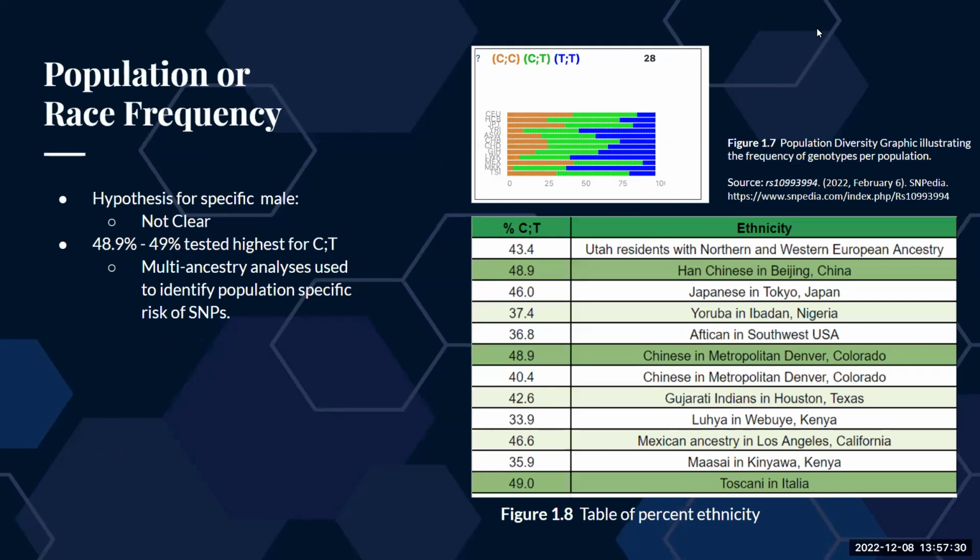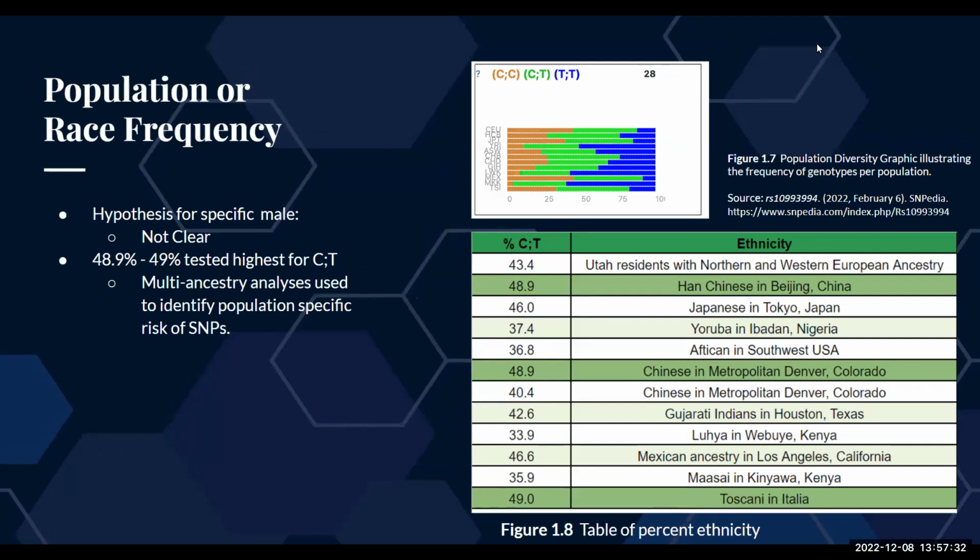We hypothesized that the risk for the male in this specific ancestry test cannot be conclusively determined. The highest tested CT ranged from 48.9% to 49%, which can be seen in figure 1.7 and 1.8. This could be due to multi-ancestry analysis being used to identify the population-specific risk of the SNP. I will now pass it to Jade.